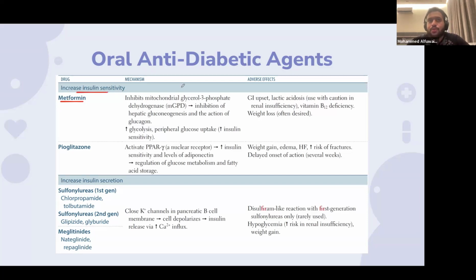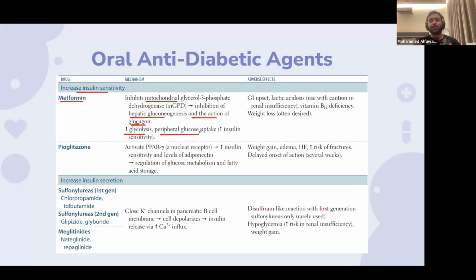So this means that the tissues will be able to react to insulin more, okay? Very simple. So you have two drugs, metformin and pioglitazone, okay? Metformin, its mechanism of action is not fully understood. However, it inhibits mitochondrial glycerol 3-phosphate dehydrogenase, which will inhibit gluconeogenesis and the action of glucagon, okay? Now, what this will do is it will increase glycolysis and increase peripheral glucose uptake. It increases insulin sensitivity by a mechanism we don't really know.